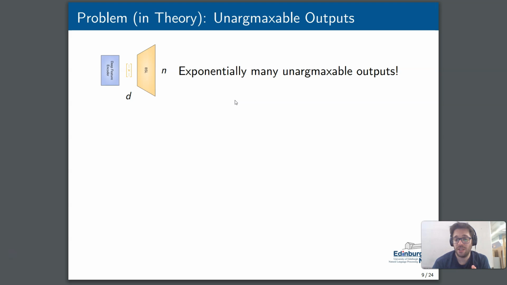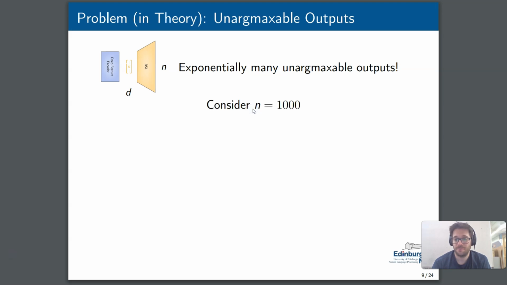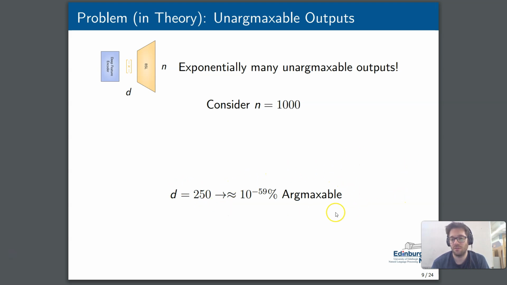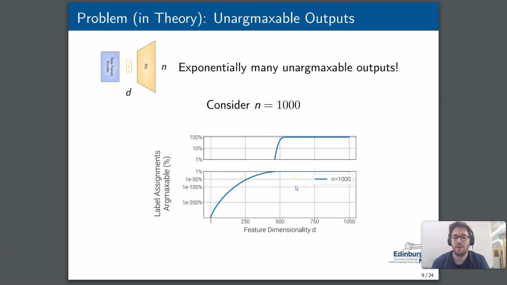While this was just a 2D example, if the gap between N and D is greater, then the problem is even worse. To see this, we consider having 1,000 labels and shrinking dimensionality D while looking at what percentage of the label assignments is still argmaxable. We quickly see that shrinking even to 250, we're left with only a tiny budget of argmaxable label assignments. And this trend continues further.